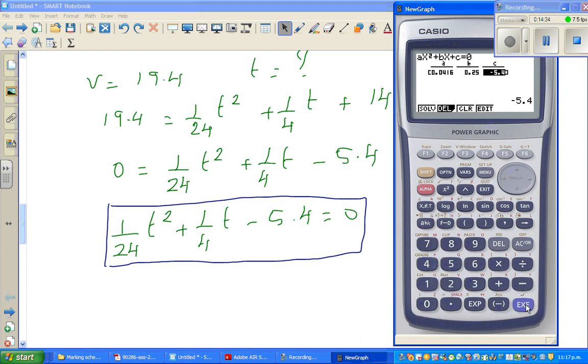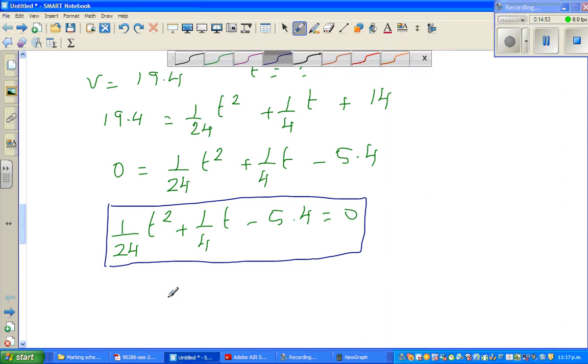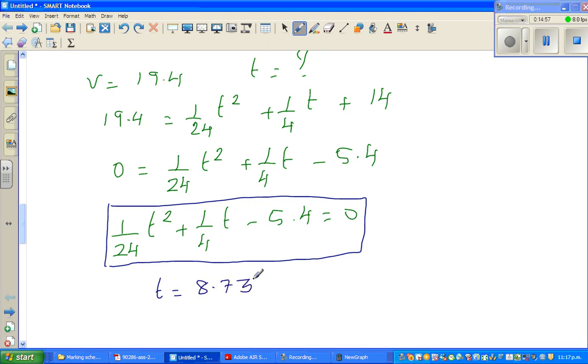So there should be two values of t. The positive value of t is what we are taking. So t is 8.773, in 3 decimal places. So we can say t that we're accepting is 8.773. At 8.773 seconds, your velocity is 19.4 meters per second.